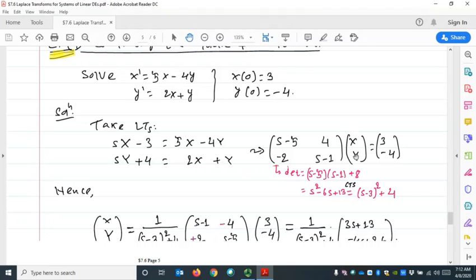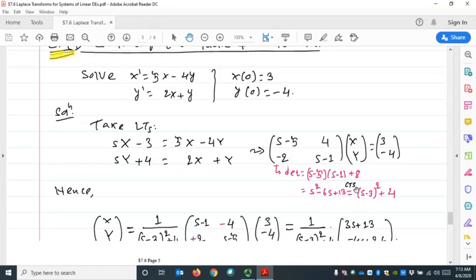Next, I need to solve for capital X and capital Y. First find the inverse of this coefficient matrix. To find the inverse, find the determinant of this coefficient matrix and then write down the matrix inverse equals 1 over the determinant times another matrix. That matrix is obtained by switching the diagonal positions and switching the signs on the other diagonal, and multiply through the matrix 3, negative 4. Great.